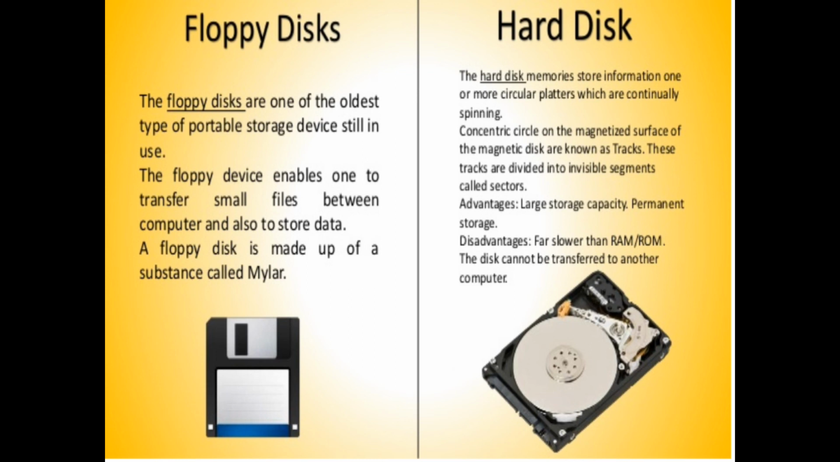Let's understand the hard disk. The hard disk memory stores information on one or more circular platters which are continually spinning. Concentric circles on the magnetized surface of the magnetic disk are known as tracks. These tracks are divided into invisible segments called sectors. The advantage of the hard disk is that it has large storage capacity and permanent storage. The disadvantage is that it is far slower than RAM or ROM. The disk cannot be transferred to another computer. We will discuss the hard disk, floppy disk and some other devices in detail in our next lecture.